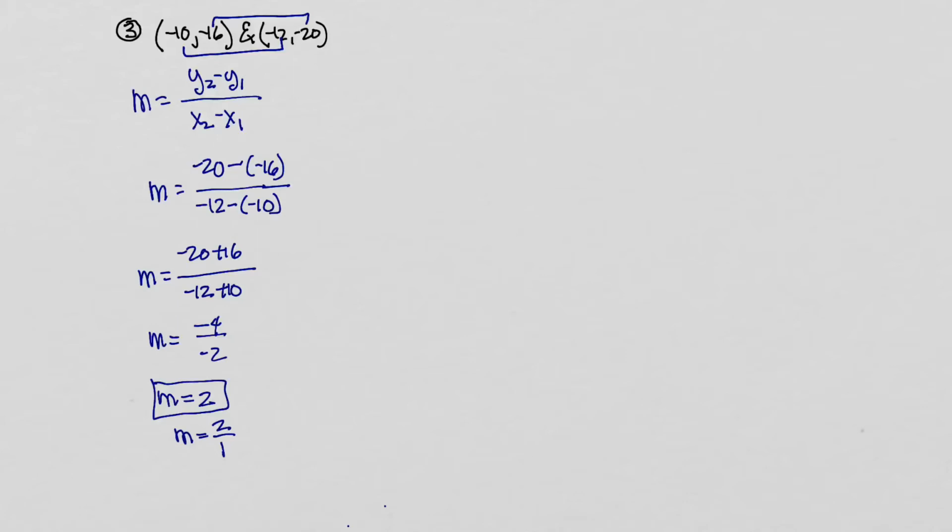So 2 is 2 over 1, and what that tells us is that if we're at any point on the line, we make a run of 1, right? That's positive, so we go to the right one. We would have to get back on the line by going up 2. So I would go up 2. Over 1, up 2. Over 1, up 2.